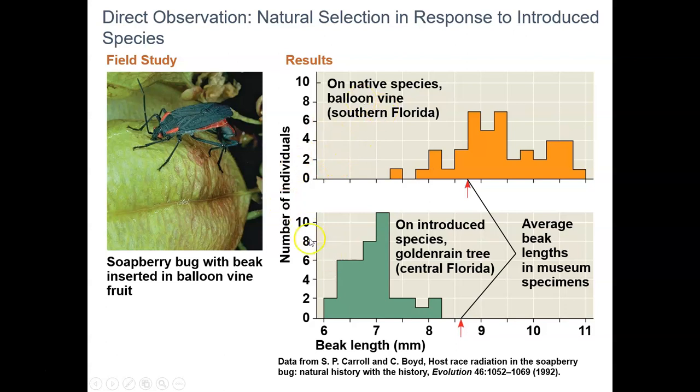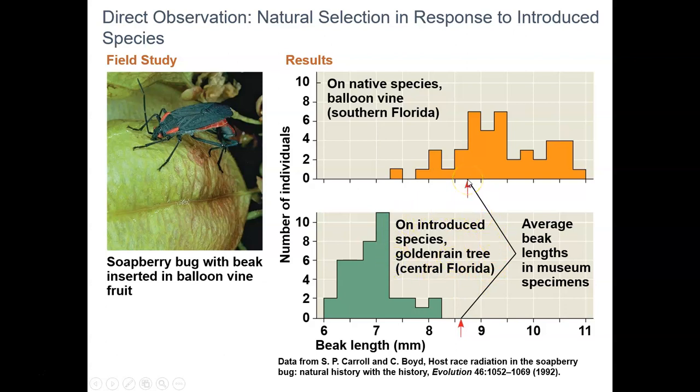And then the difference between A and B is in A, we're talking about the soapberry bugs that are found in southern Florida and feeding on the native balloon vine. And the second one right here, B, is looking at the soapberry bugs that are found in central Florida on the introduced species, the golden rain tree.